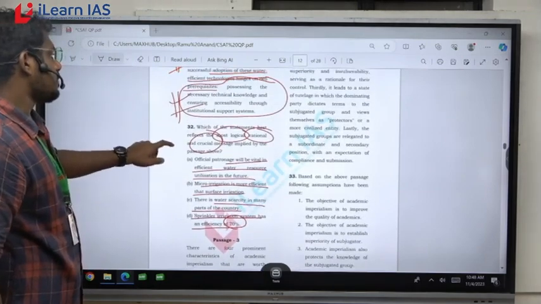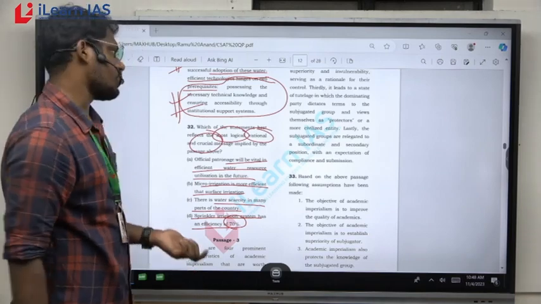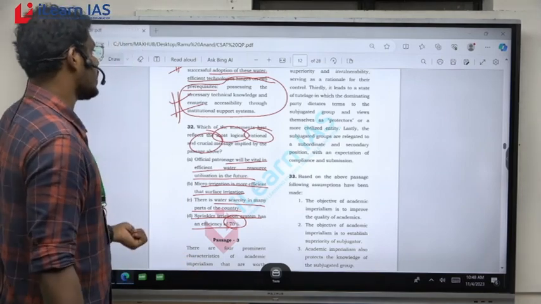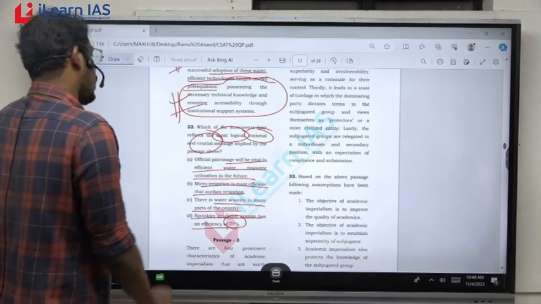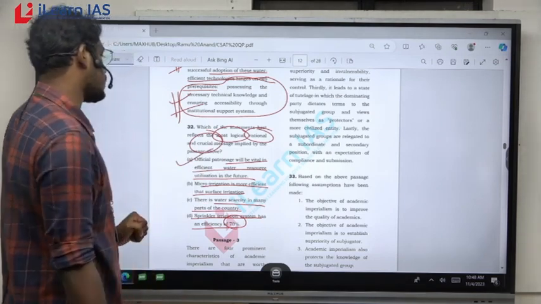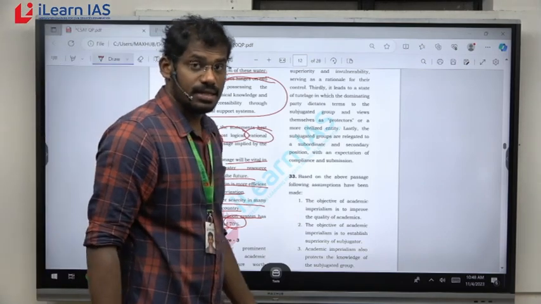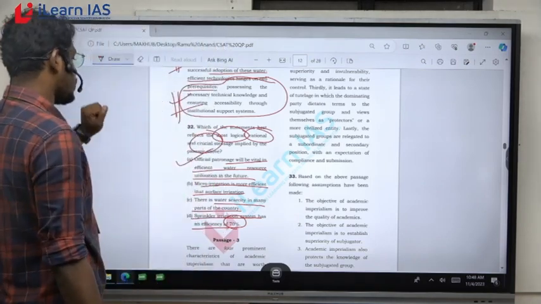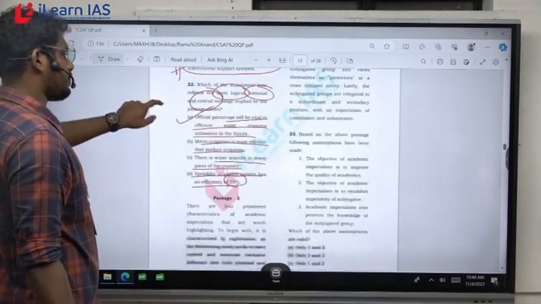It says that in order to enhance the micro irrigation technologies, we need what? Necessary technical knowledge and institutional support mechanism. Hence, we can say that official patronage will be vital in efficient water resource utilization in the future. So the answer for question number 32 is option A. Moving to the next question, question number 33.